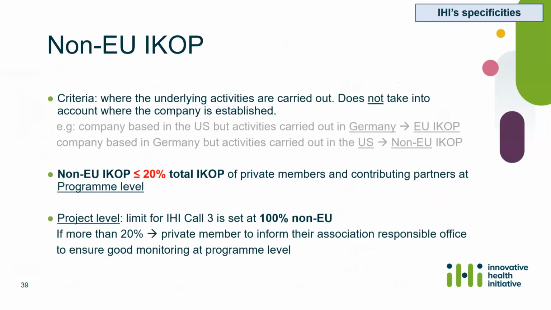So there is a threshold regarding non-EU ICOP, but at program level, so for all projects of the whole program together, which is 20%. But there is no limitation at project level. Well, the limit per country is set at 100%. So basically there is no limitation, but still, in case you reach more than 20% of non-EU ICOP, we recommend the private members contact the association offices to make sure that at program level the monitoring can be made in a proper way.